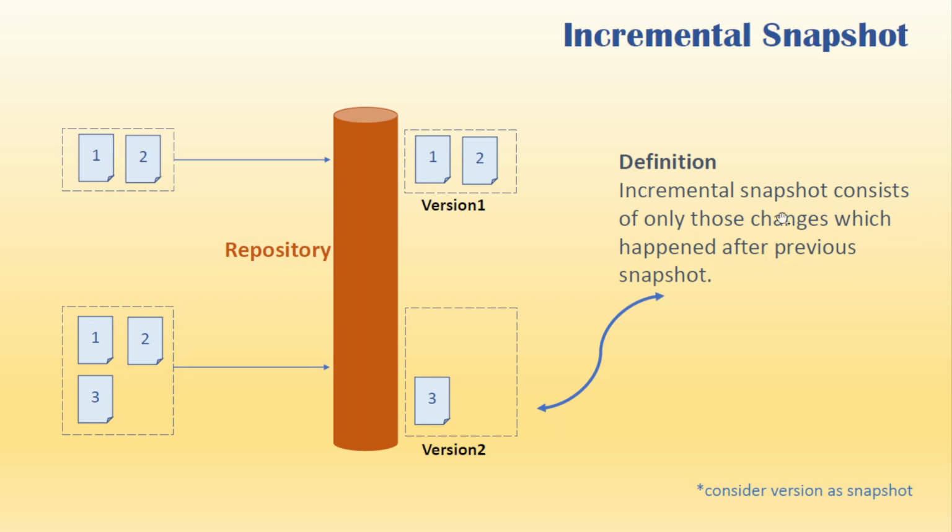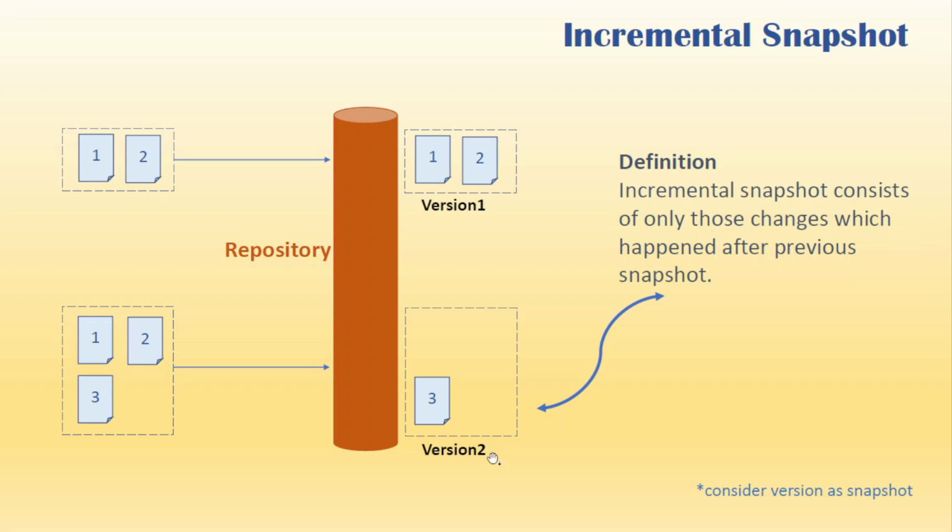Okay, let's understand the definition now. Incremental snapshots consist of only those changes which happened after the previous snapshot. So as we compare, only file 3 has been changed, so that is what is getting stored as version 2. Now you might be thinking, okay, when we would be deploying or using this version 2, it will have only this file.